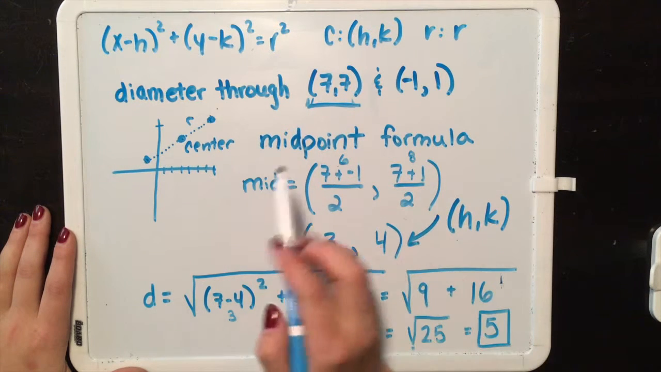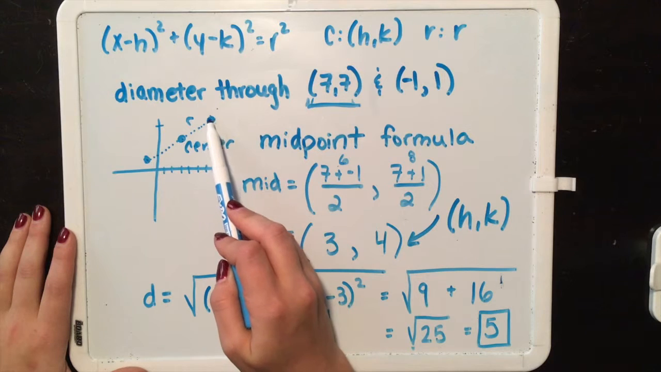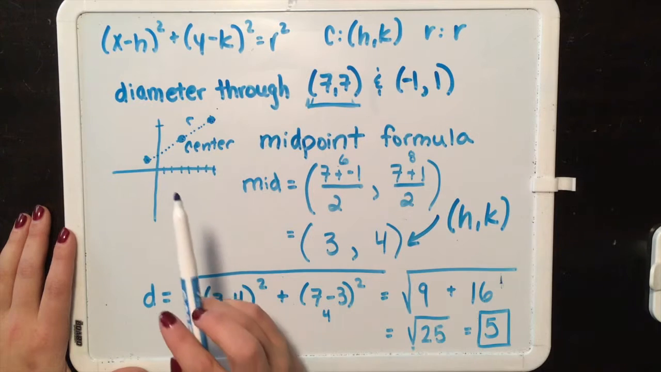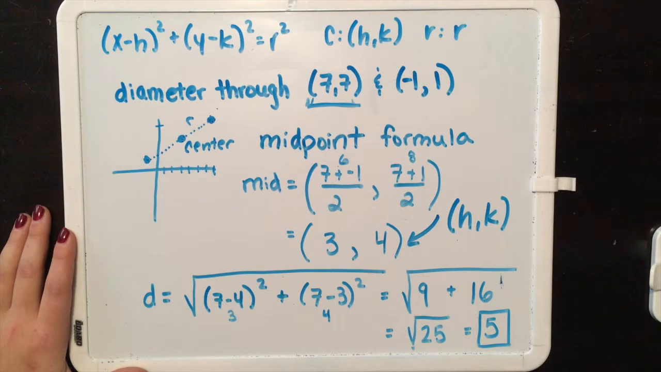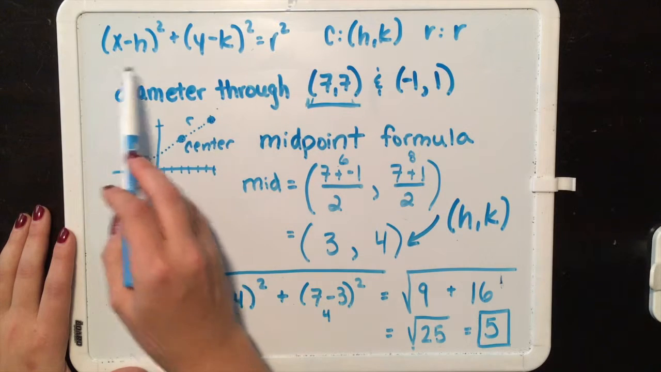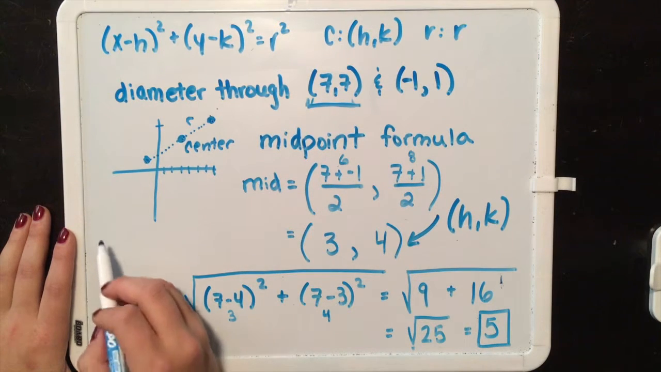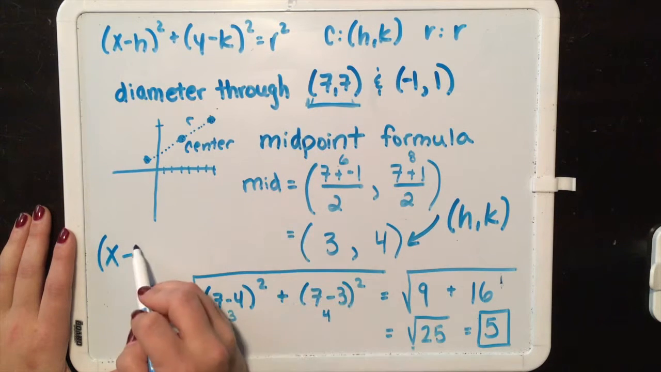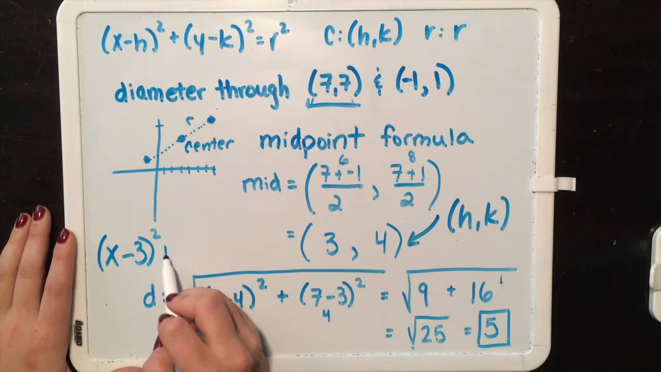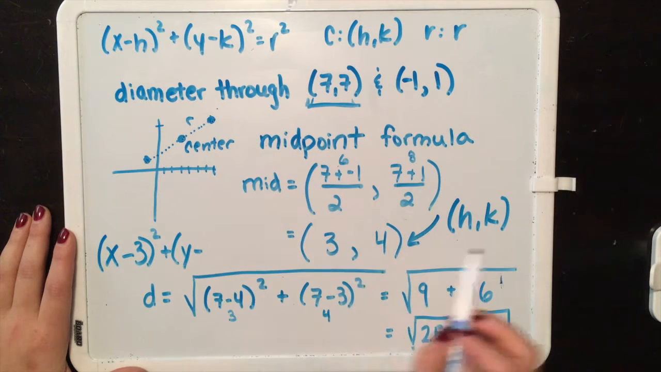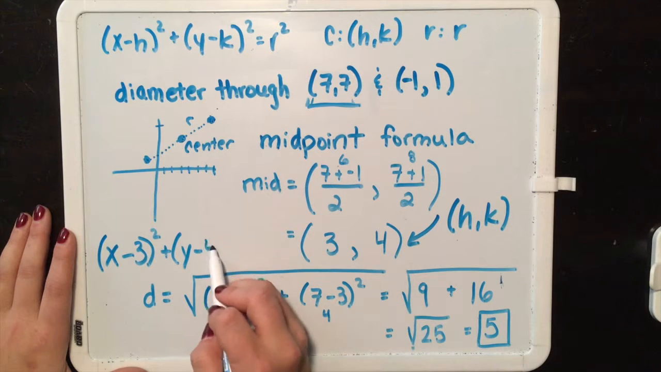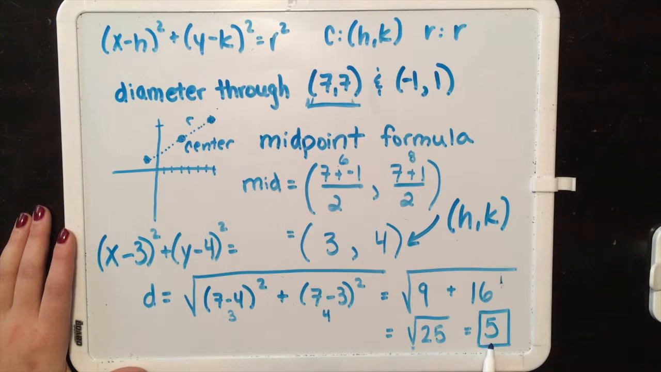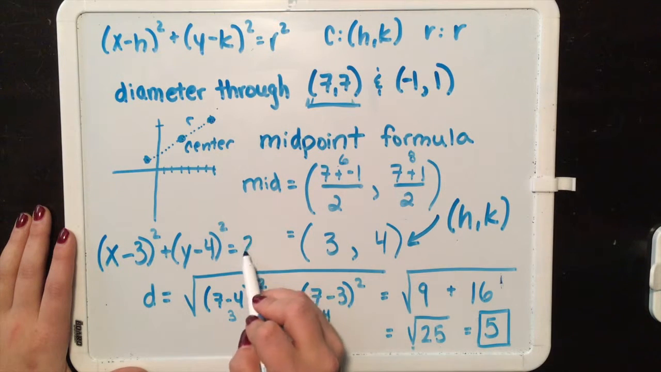5 is the distance between the center and our point (7, 7), which lies on the circle. So 5 must be our radius. The last step is to write out the equation using the general form, and I'll write it over here. (x - 3)² + (y - 4)² = radius squared. 5 squared is 25.